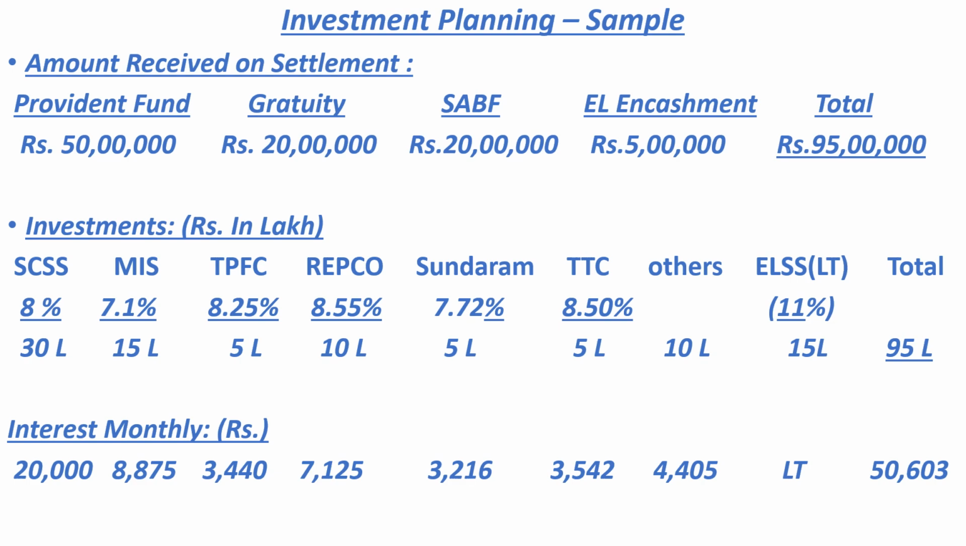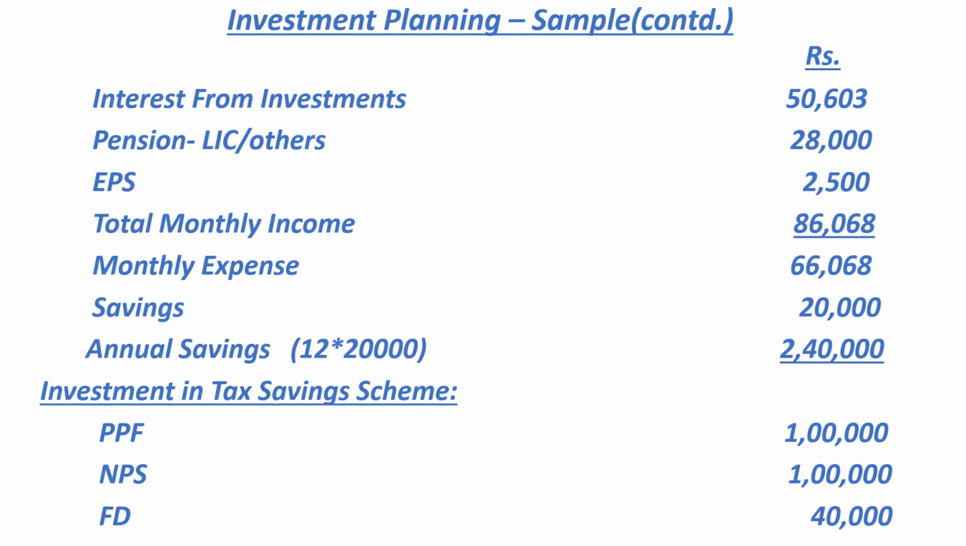Then the interest monthly he will get is 20,000 from senior citizen savings scheme and 8,875 from MIS and so on. Totally the interest amount per month will be 50,603. Then interest from investment is 50,603. Pension being received from the LIC or from any other sources is 28,000. Then pension under the Employees Pension Scheme is 2,500. So the total monthly income is around 86,068. The monthly expenses is around 66,068.